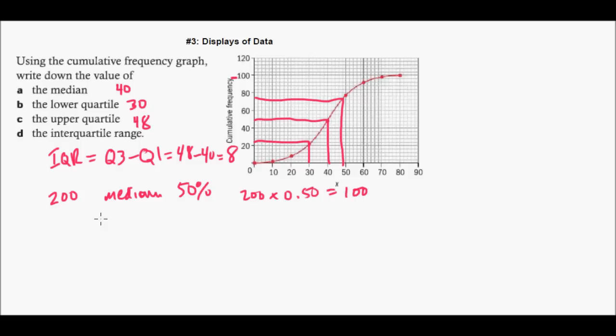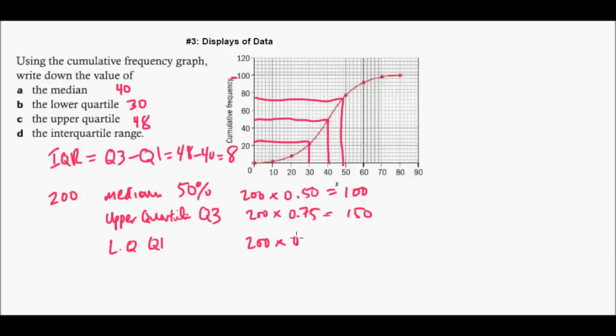The upper quartile, also called Q3, is the 75th percentile. So you just do 200 times 0.75, which is 150. Basically you're splitting the data once and then splitting it again on the top and the bottom. The lower quartile, Q1, is 200 times 0.25, which would be 50, right? What if they said find the 60th percentile? You would just do 200 times 0.60, and that would be 120.